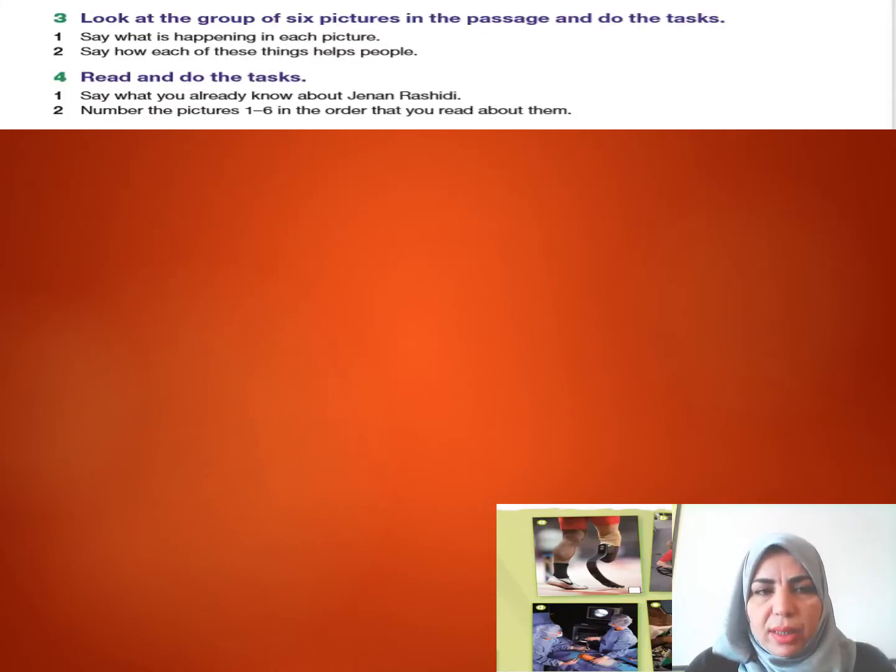Okay, my lovely students, let's do activity 3 and activity 4. You have 4 questions, 2 in activity 3 and 2 in activity 4. Try to read them and discuss them. Don't forget to use the pictures in page 24. Okay? You have 5 minutes.